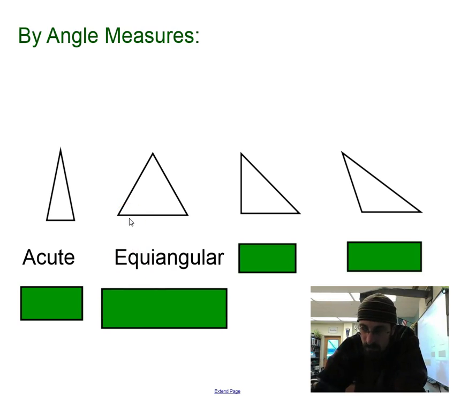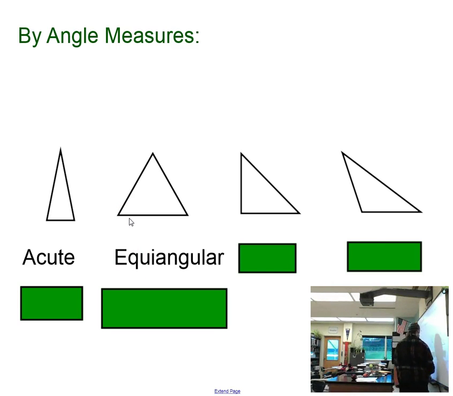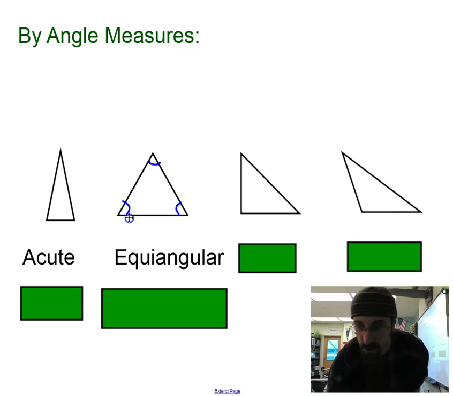How do I know that? Well, that's a really good point. I don't know that until it is identified that all three of those are congruent. Just like this first triangle here. It looks to be isosceles, but until I make these sides congruent or these angles congruent, it's not a guarantee.